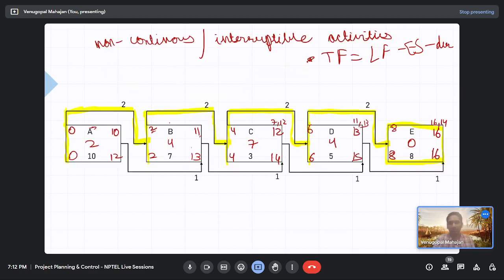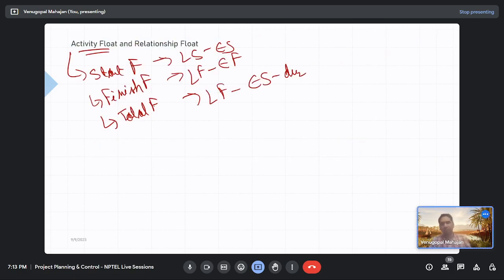Right. So let's try to calculate the remaining floats. I'll be writing the start float at the start and the finish float here. Are the values correct? Yes, sir. Okay. What about relationship float?